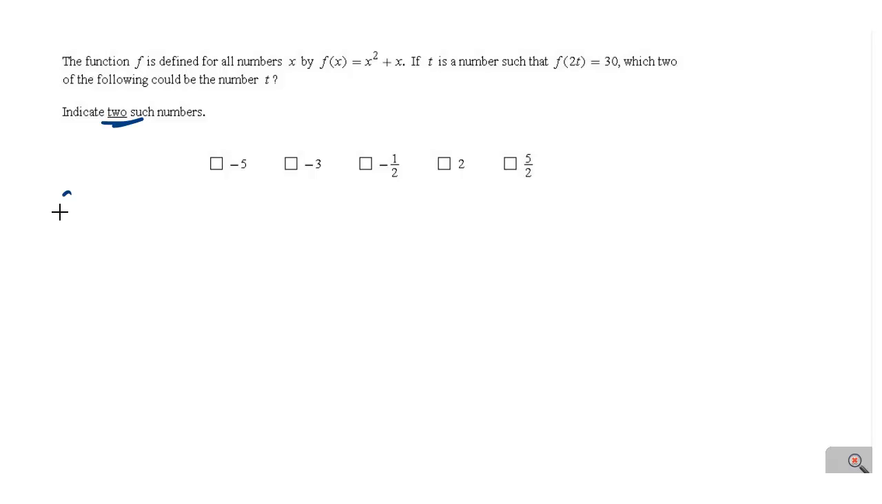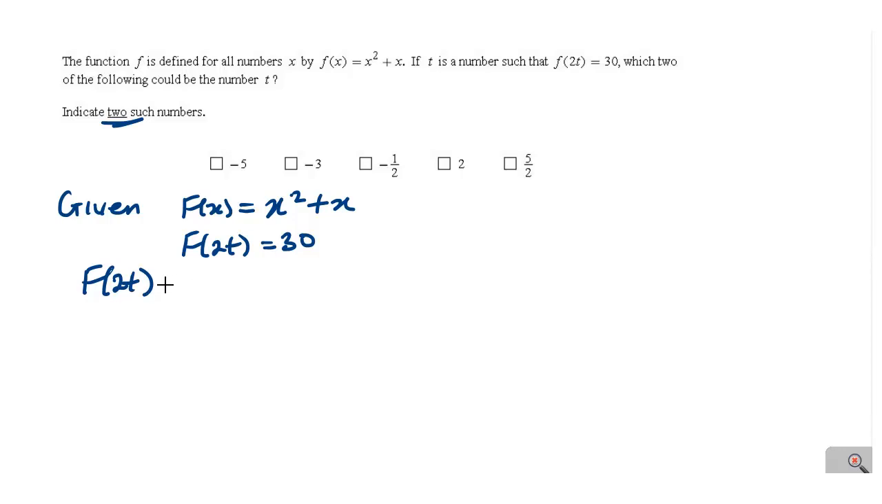The first thing is we have been given that f of x is equal to x squared plus x, then f of 2t is equal to 30. Now we need to understand that f of 2t is the value of the function f of x at x equal to 2t. That is what it means.